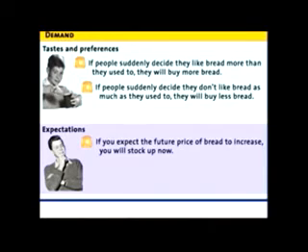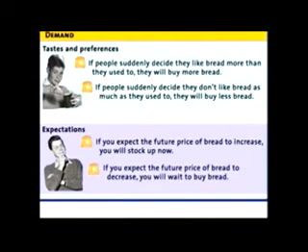On the other hand, if people expect that the price of bread is going to fall in the future, they're going to reduce the quantity of bread that they purchase today and hang back and wait for the lower price. So we have these factors then that influence people's purchasing behavior.